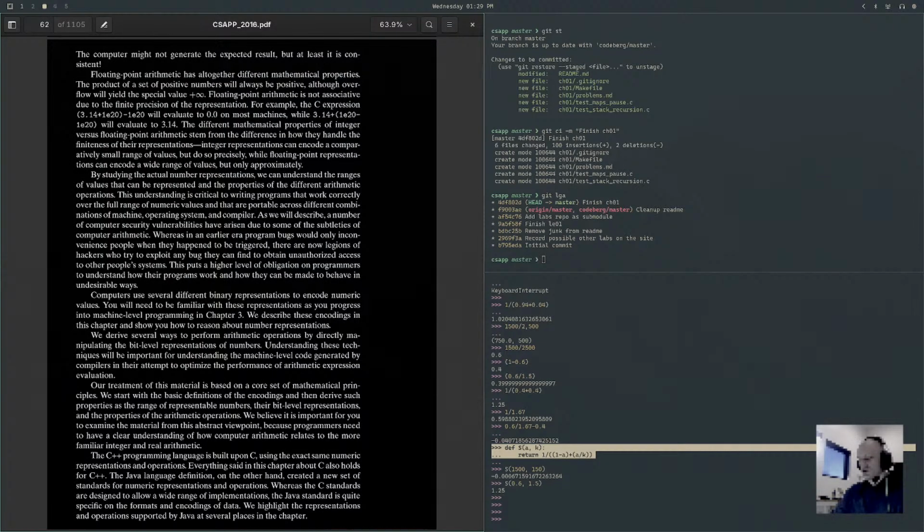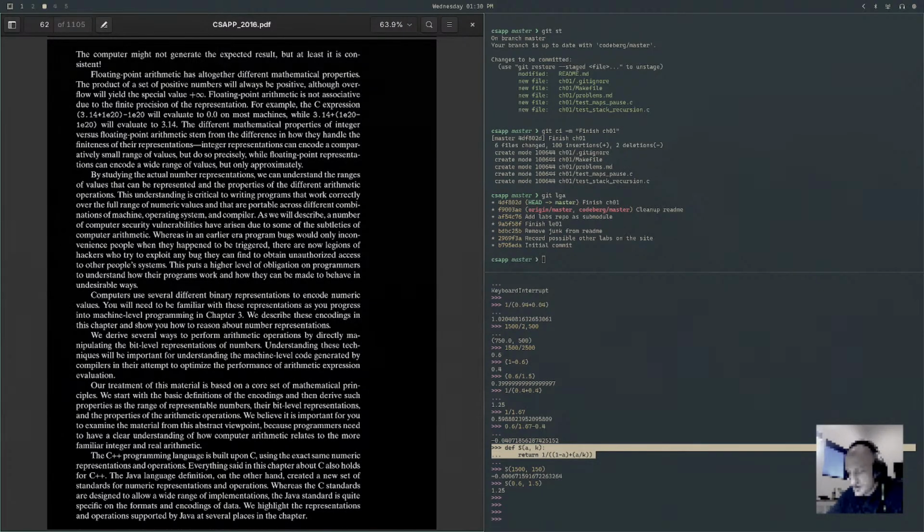The computer might not generate the expected result, but at least it is consistent. Floating point arithmetic has altogether different mathematical properties. The product of a set of positive numbers will always be positive, although overflow will yield a special value, positive infinity. Floating point arithmetic is not associative due to the finite precision of the representation.